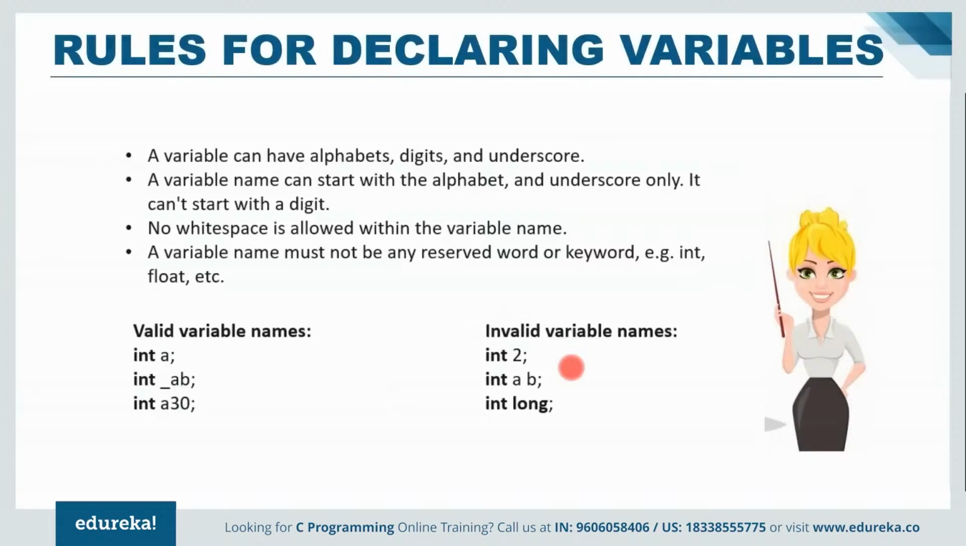Now we shall also discuss some invalid variable names, where the first one is int2. Here, the variable name started with a number, which is invalid. Followed by that, we have another variable where we have included an actual space between the variable name, between a and b, which is invalid. And lastly, we have declared a variable name with a keyword which is long. Long happens to be a data type and it is a keyword, so this is also not acceptable.